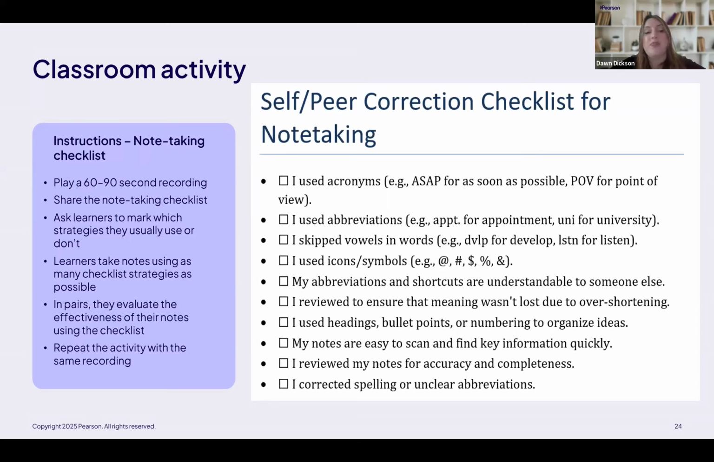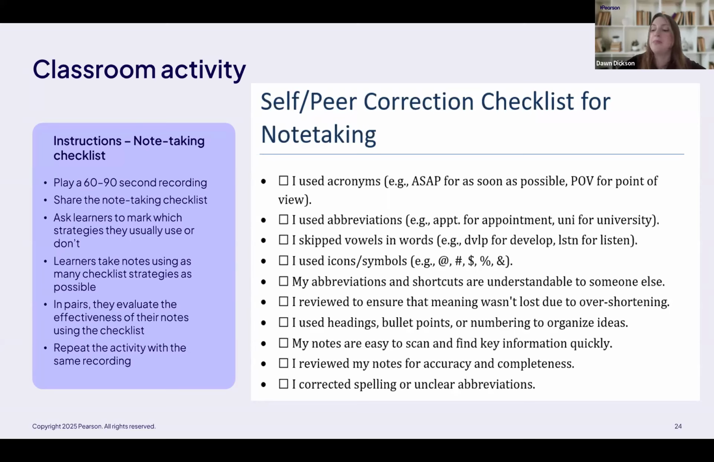So once we've done that, we're then going to play the recording for them, and we're going to get them to take notes using as many of these strategies as possible. And then following that, you can do this individually or in pairs, depending on how you want to structure the activity. They're going to evaluate the effectiveness of their notes.